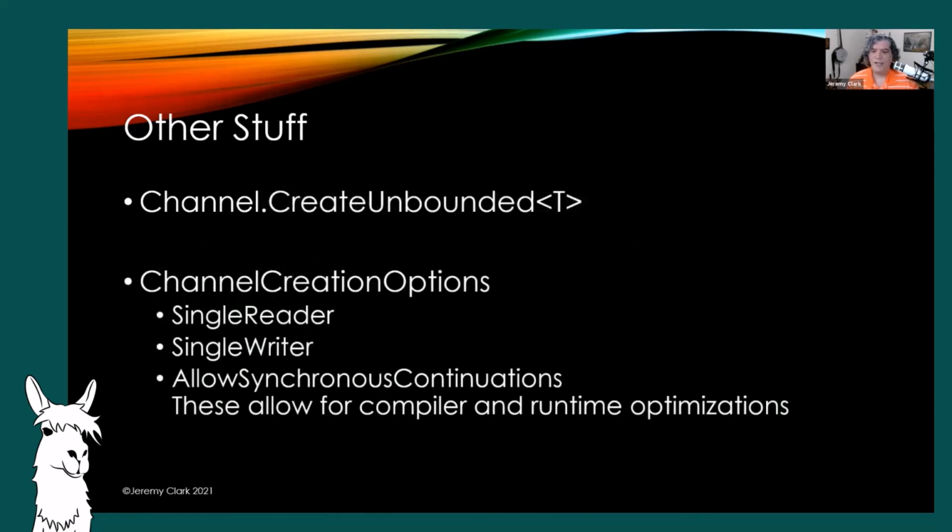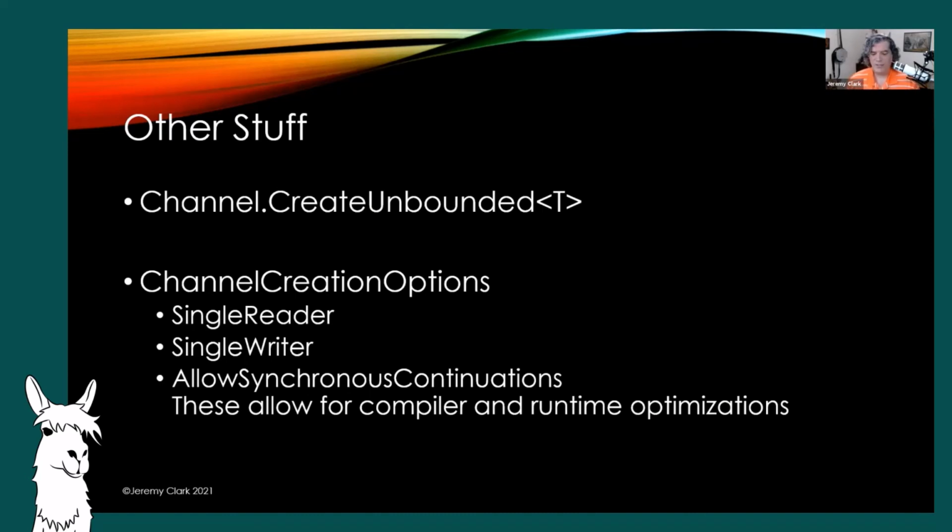And then there's a little bit of other stuff. We saw there's a create unbounded channel as well. And then if you're really into optimization, there's channel creation options. This is an optional parameter you can pass to the create bounded or create unbounded. So you can indicate there's only going to be a single reader or a single writer. In that case, the compiler and or runtime can do optimizations and say, hey, all that stuff where we have to worry about concurrent entry into this, well, we don't have to worry about it because this is marked as a single reader. So we can optimize for that.